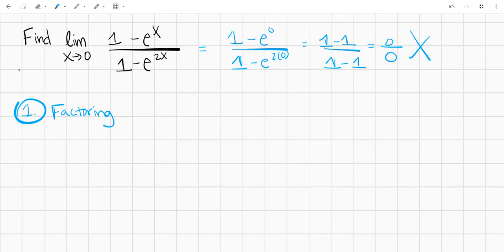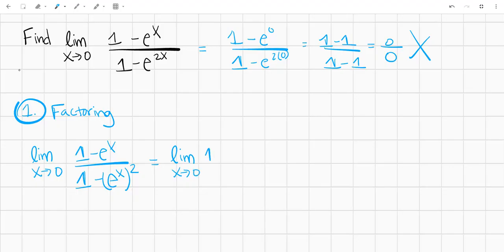We can actually factor our expression here. If I rewrite the denominator as a difference of two squares, the limit as x approaches 0, my numerator can stay the same, I cannot factor it any further, but I can rewrite my denominator e to the 2x as e to the x squared. Then I'd have the limit as x approaches 0 of 1 minus e to the x divided by (1 minus e to the x) times (1 plus e to the x).